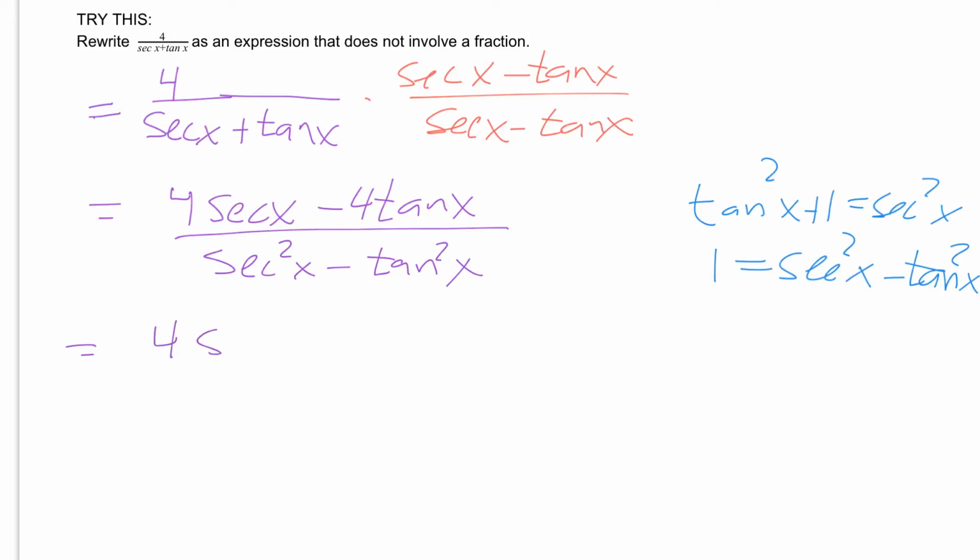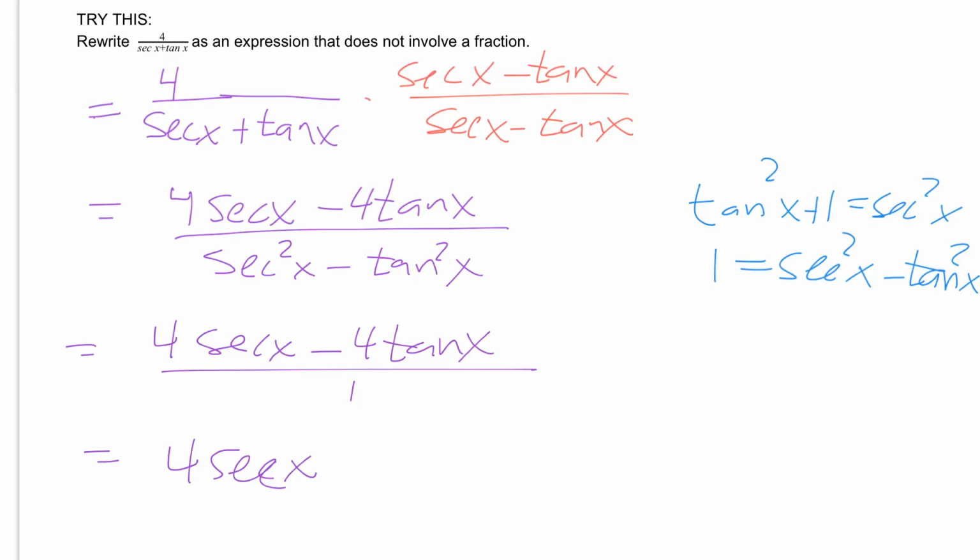So we have 4 secant x minus 4 tangent of x over 1, which, anything divided by 1 is just what you started with, so we can just say this is 4 secant of x minus 4 tangent of x.